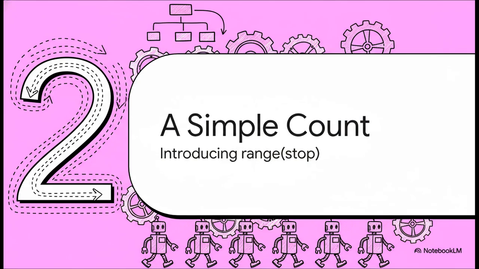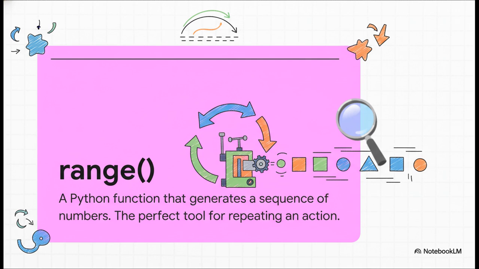And of course there is, so say hello to our solution, the Python range function, in its most basic form. This is where the magic of automation really begins. So what is range at its core? You can think of it as a number generator. It's a super efficient little machine that just spits out a sequence of numbers whenever you ask it to. It's the perfect tool for telling your code, hey, do this action exactly this many times.